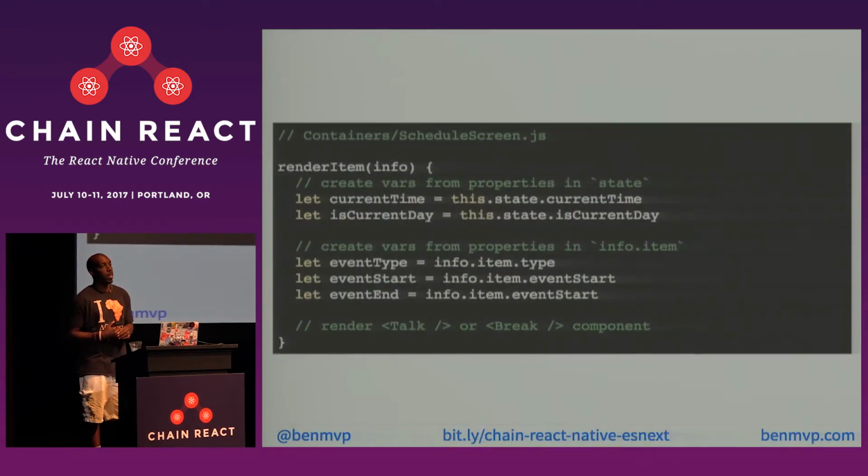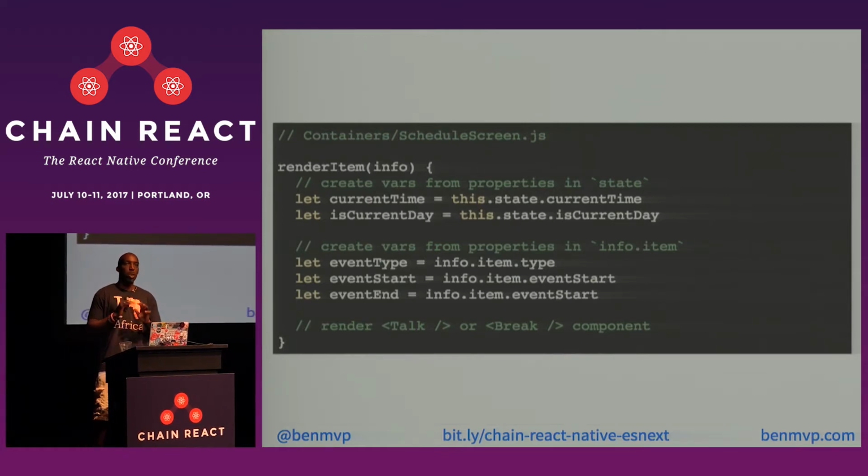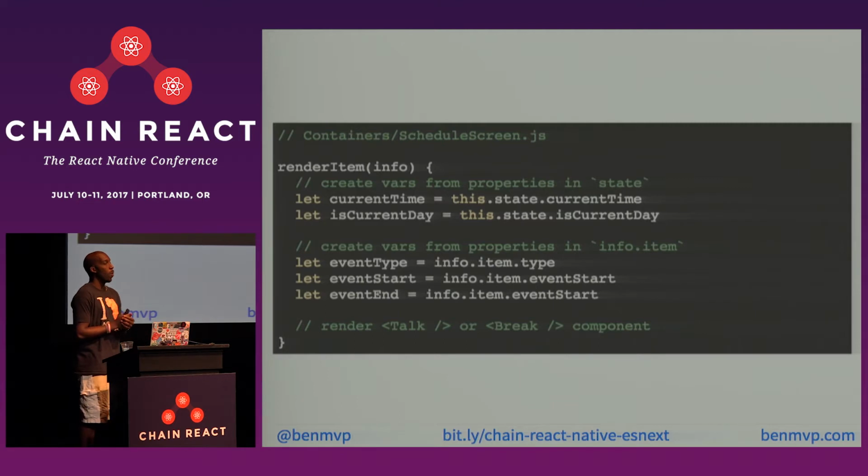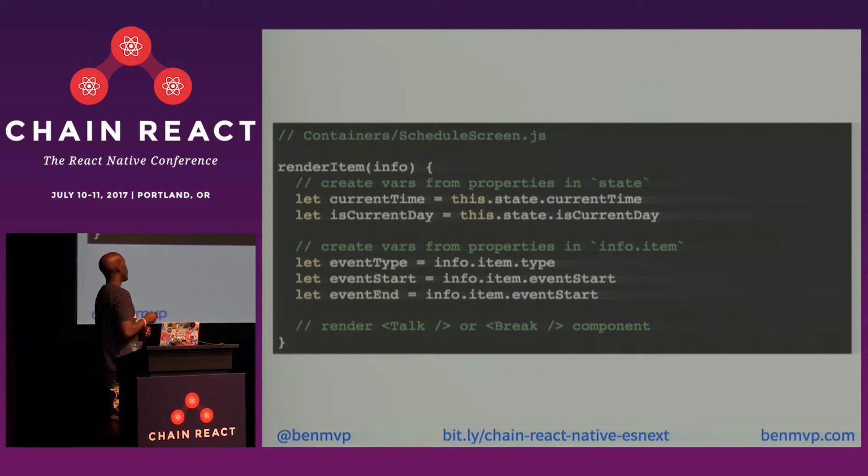So if we jump into the renderItem method, it takes in the info that we're trying to render that came from the data. And what I'm showing here is a pre-ES.Next or a non-ES.Next implementation. And what you see, we are pulling a lot of data out of this.state and out of info.item to create variables so it'll be easier to render down in the JSX later on at the end of the method.